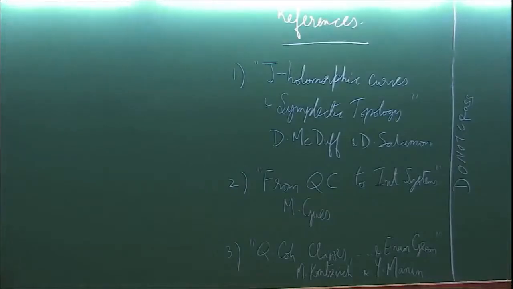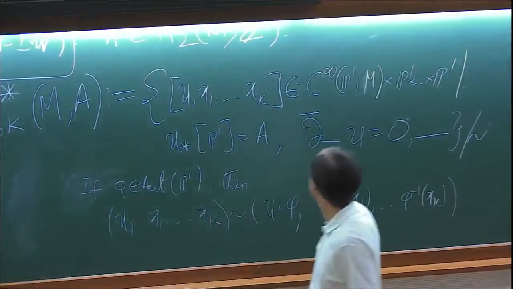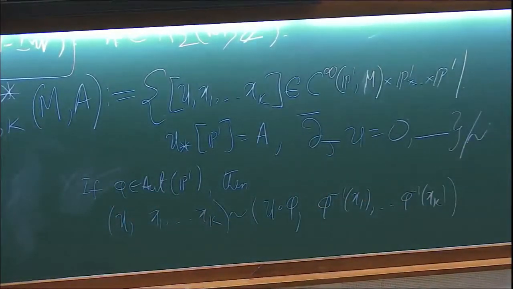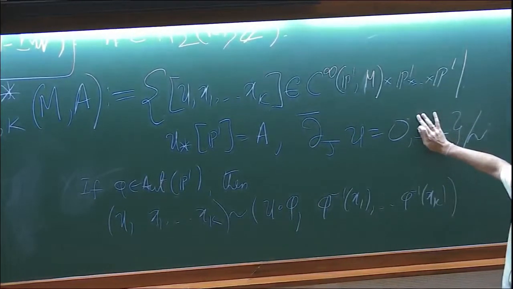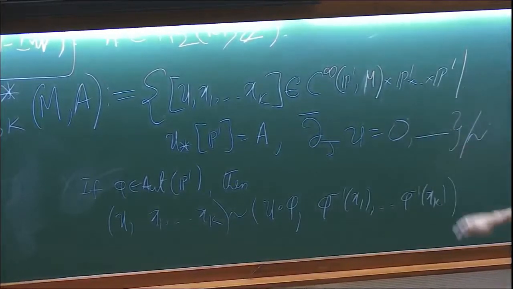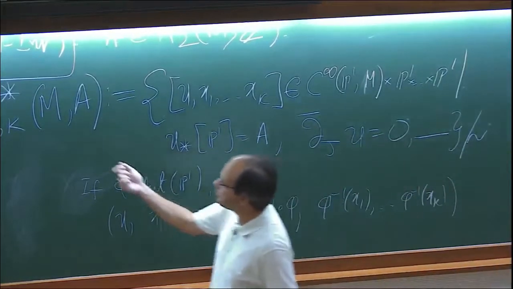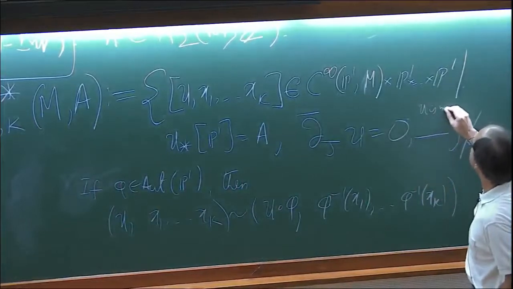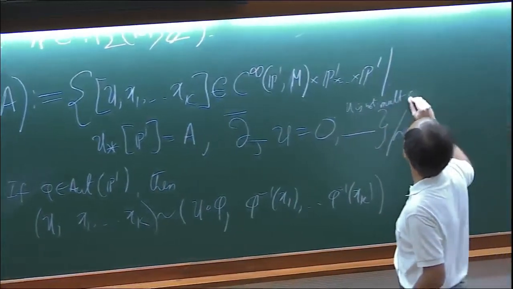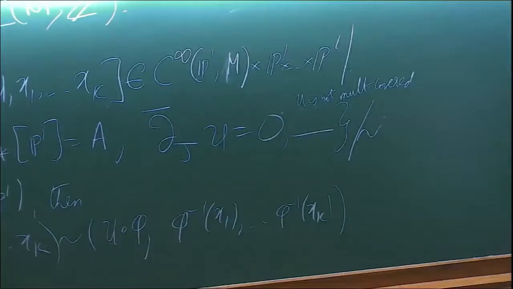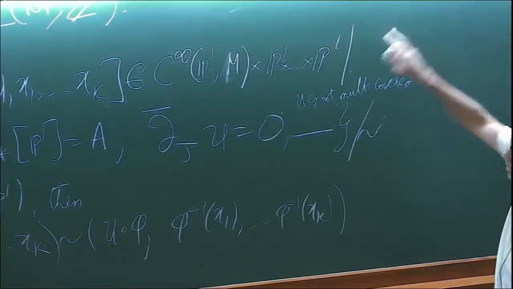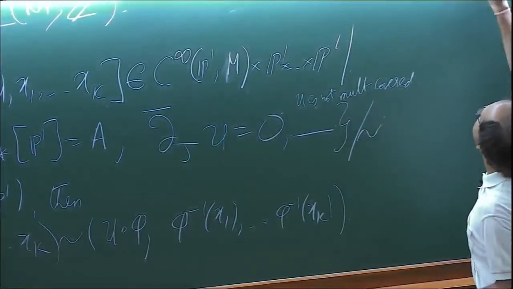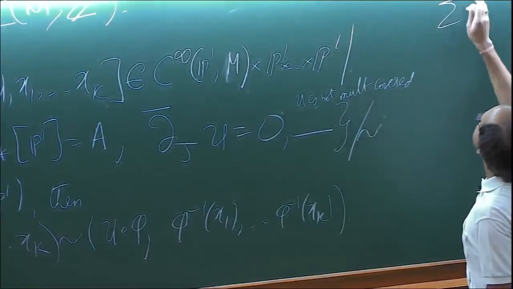And the reason for this star is the following. The reason for the star is to make it actually a manifold. So this space which I have written without putting anything here is actually not a manifold. It's very close to being a manifold, but it's not because of some troublesome objects called multiply covered curves. So u is not multiply covered. What is the meaning of multiply covered? A multiply covered curve means it can be factored in the following way.